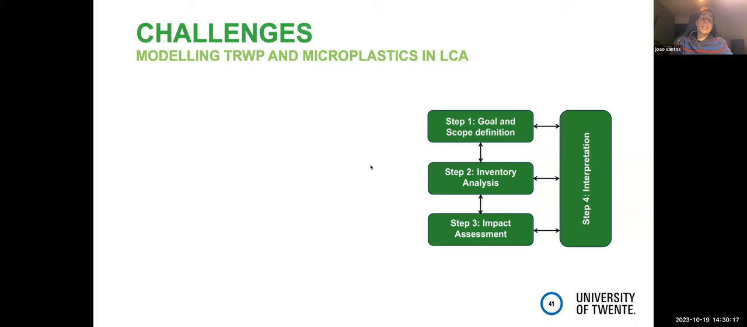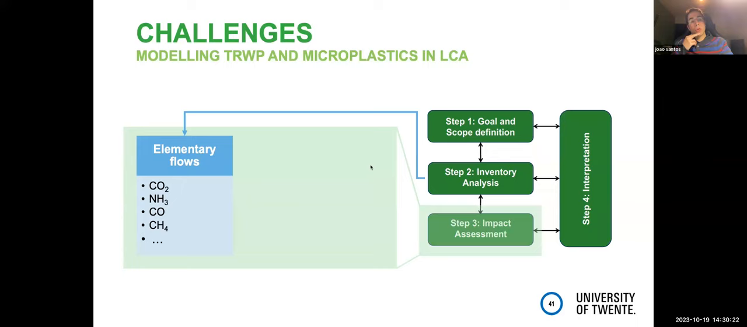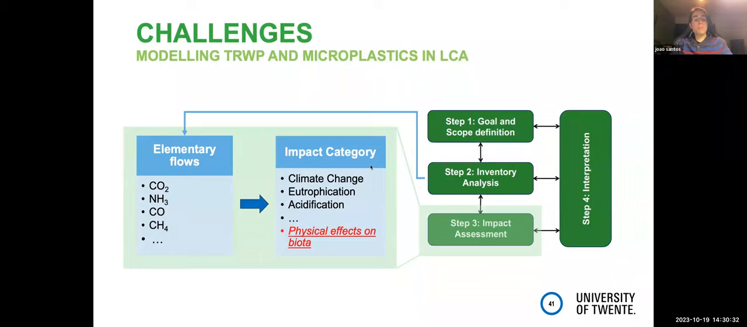So in the impact assessment, basically what we do is we assign the flows that are identified in the inventory to different impact categories. This process of identifying which flows influence the impact is called classification, while the quantification of the magnitude of the contribution of those flows to the impact category is called characterization.